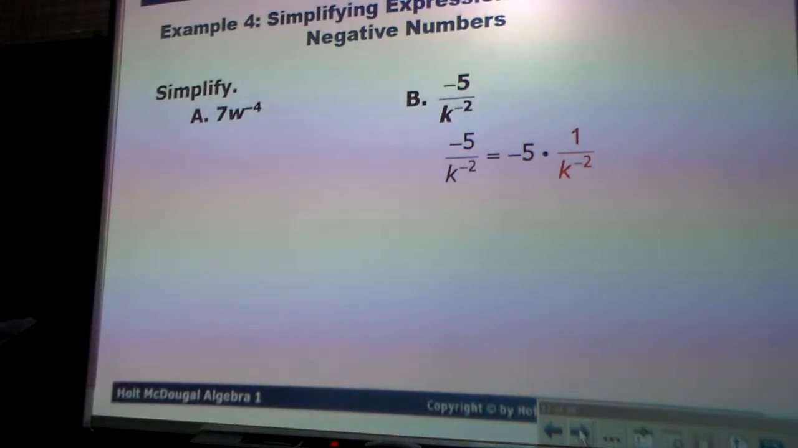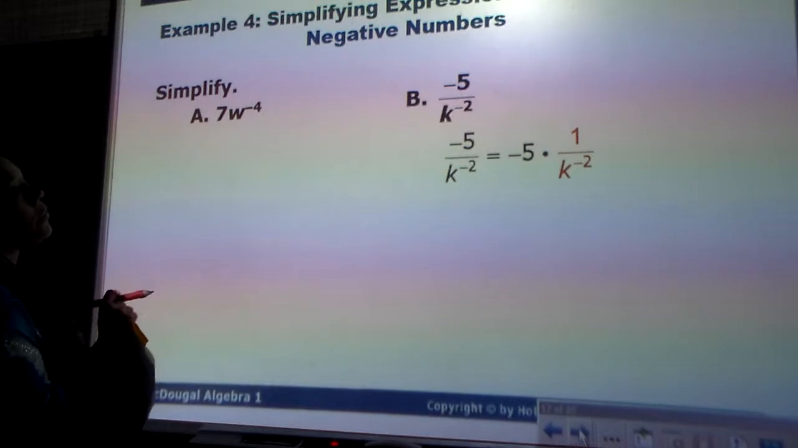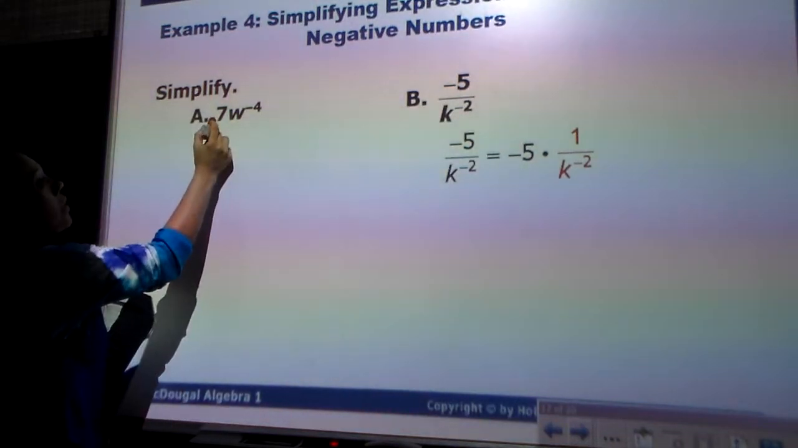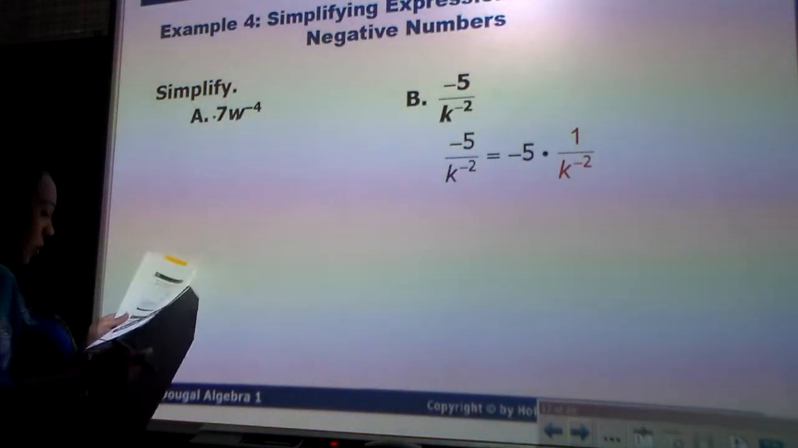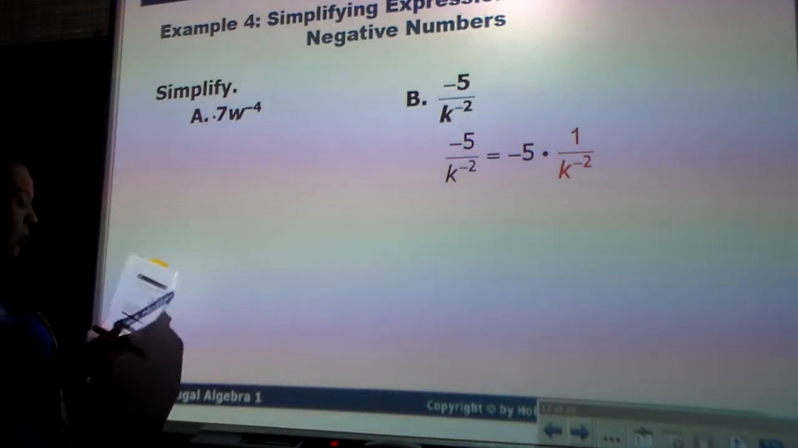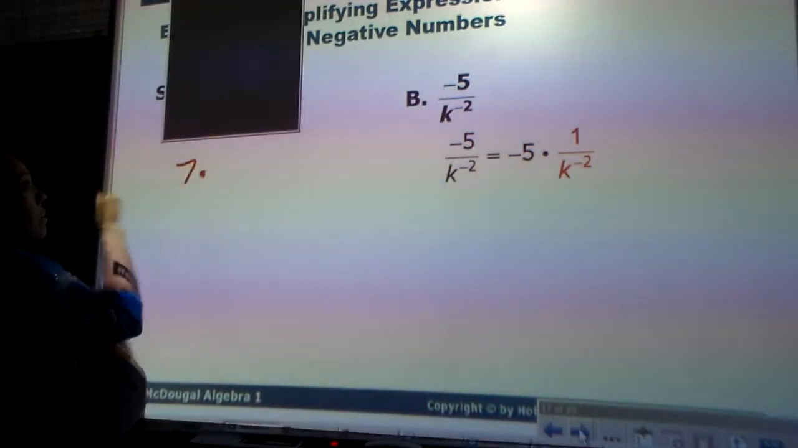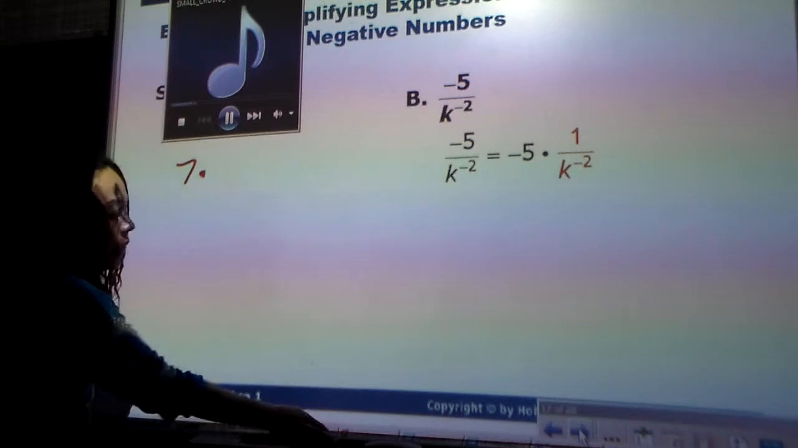So let's try some of these and see what it looks like when we do them out. It says here, simplify 7w to the negative 4. So we would say 7 times, okay.